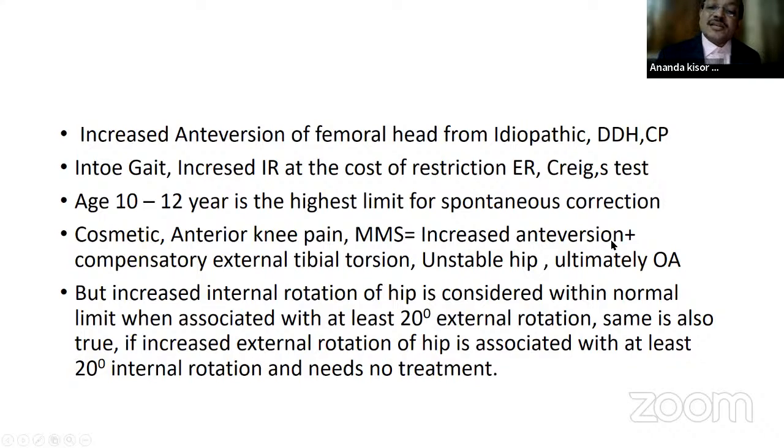Because of the increase in anteversion, there is intoeing, and nature will try to compensate for it with external tibial torsion. That is the problem, the miserable malalignment syndrome. Next, the patient may have an unstable hip, or ultimately that may lead to osteoarthrosis.